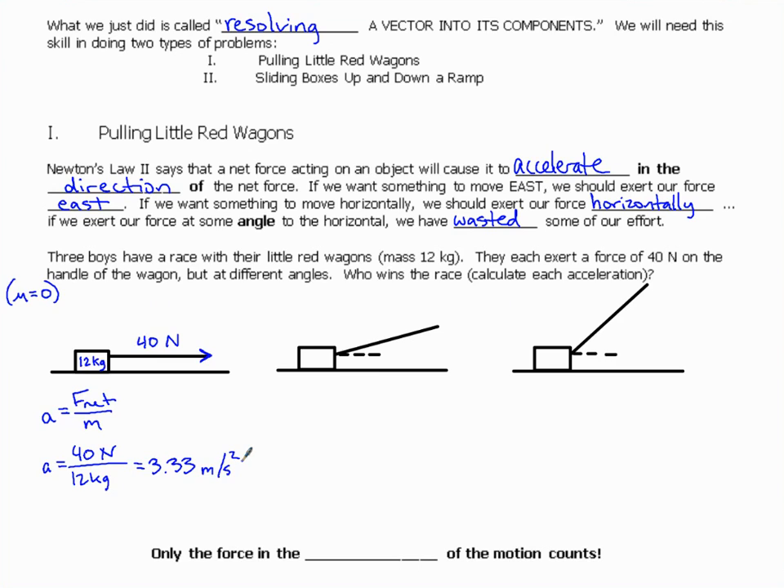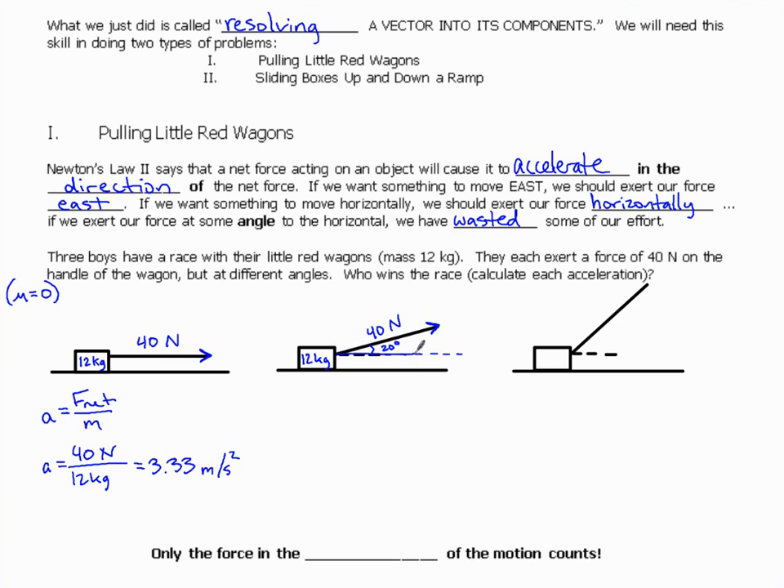The second little boy is also pulling a wagon of mass 12 kilograms. He is also exerting a force of 40 newtons. However, this time, this little boy is pulling at an angle of 20 degrees to the horizontal. So let's go ahead and extend that out. And so you have to look at the components here.